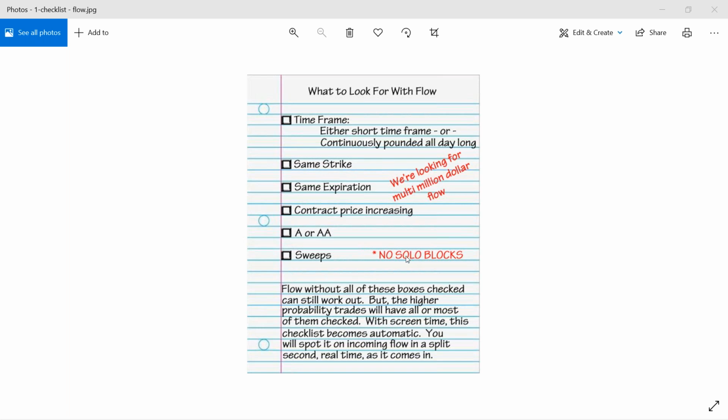We want to see sweeps mixed in there. And again, multi-million, the high probability flow, and again, you're hearing me say this a million times, step back, remove yourself, look at it from the bigger picture. If they have hundreds of millions of dollars of capital to put into the market to generate a profit for their clients, and they're exposing $20,000 of that capital, is that a high conviction trade?